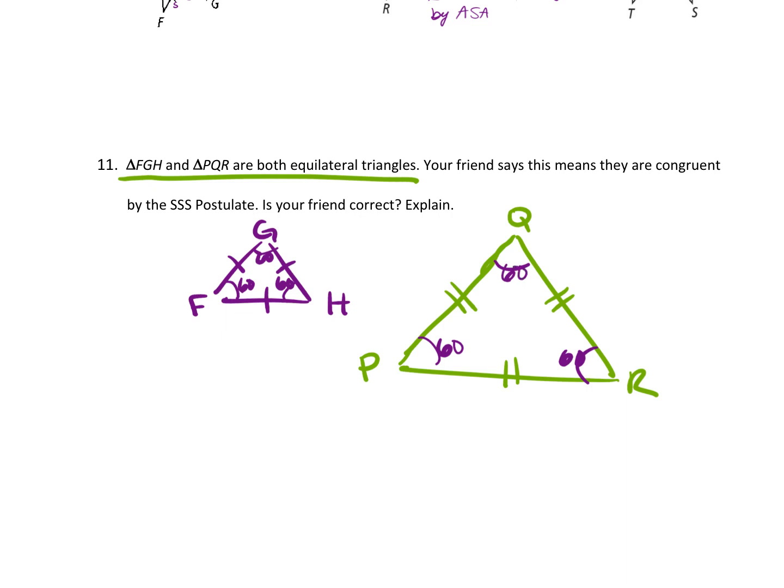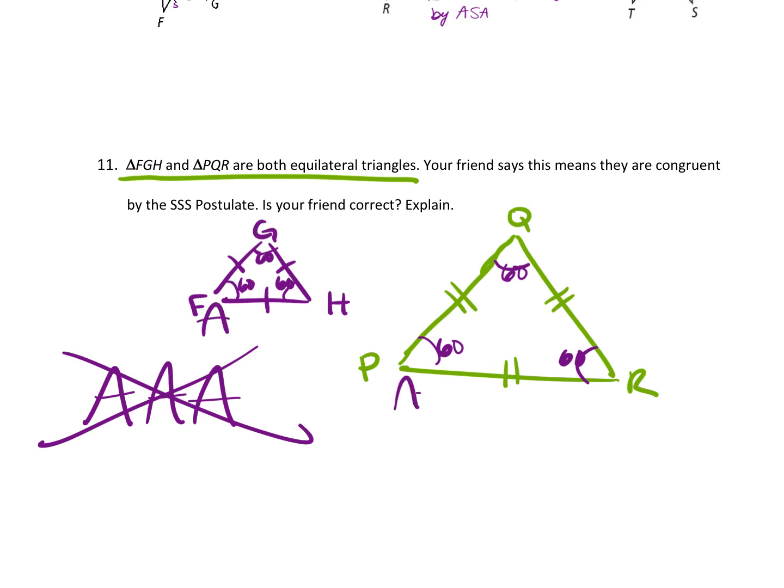This right here is why there is no AAA postulate. It doesn't exist because I can have 2 triangles that are AAA, right? This angle is congruent to this angle, and this angle is congruent to that angle, and that angle is congruent to that angle, but those are obviously not the same triangle, right? So is your friend correct? No. They still have different side lengths, even though their angles are the same. They can have different lengths and still be both equilateral. Does that make sense?